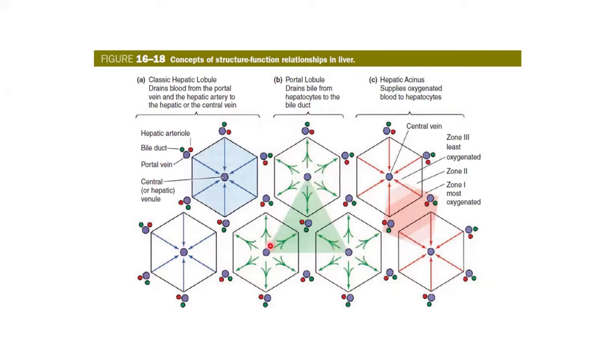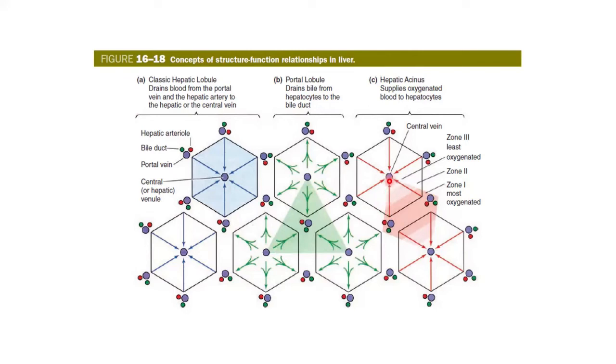So the portal lobules show how the bile is drained, right? Bile produced from the hepatocytes gradually travels in this direction and drains into the hepatic ducts by bile ductules, to the hepatic ducts in this direction. So this is triangular shape.